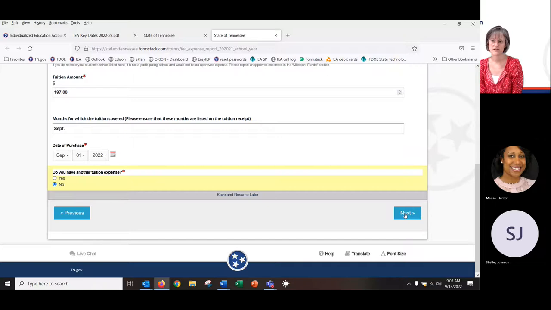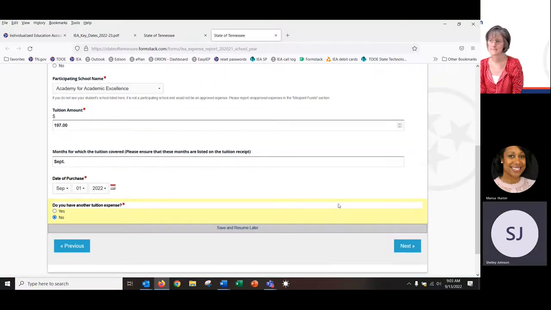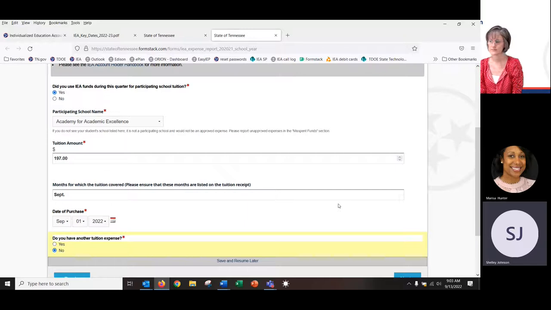Anything, Shelley, Marissa, you want to interrupt me on? I do want to make sure that they understand that they need to have the date that the tuition was paid. They also need to make sure that the receipt has the school's name and the month in which they're paying. Especially if it's multiple months, if it's separate months, we have to know what months of service they're using the funds for.